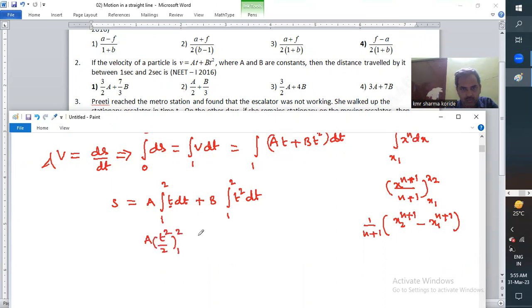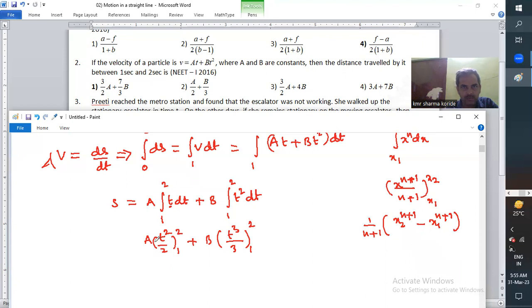One and 2. Then b, t square integration. So, t to the power of 2 plus 1 by 2 plus 1. 2 plus 1 by 2 plus 1 is t cube by 3. So, lower limit is 1, upper limit is 2.